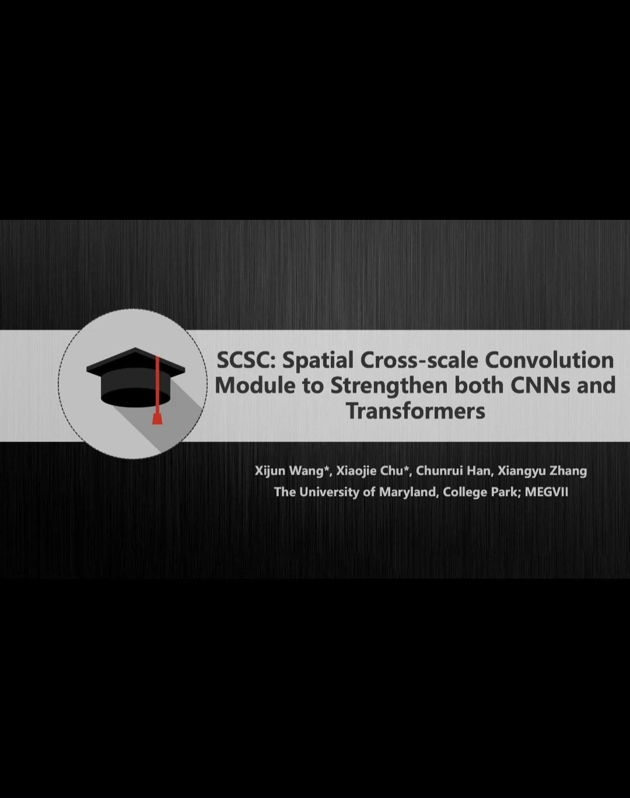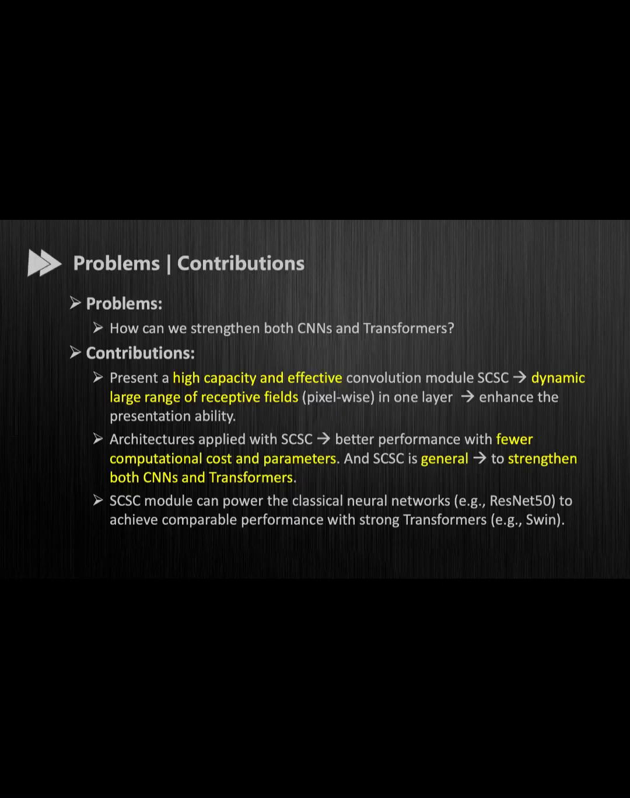I'm going to present our work SCSC, Spatial Cross-Scale Convolution Module to strengthen both CNNs and transformers. How can we strengthen both CNNs and transformers? Here, first, we present a high-capacity and effective convolution module SCSC, which can dynamically combine a large range of receptive fields in one layer to enhance the representation ability.